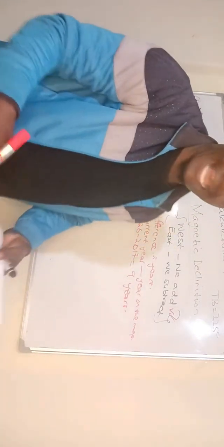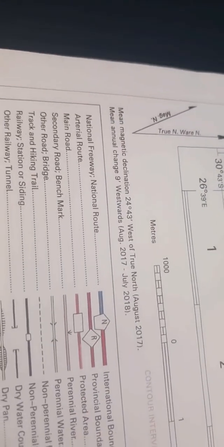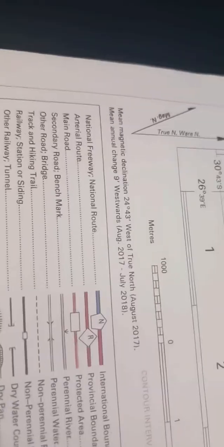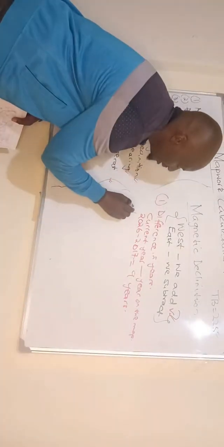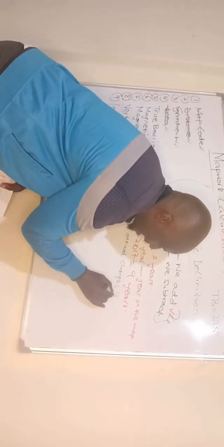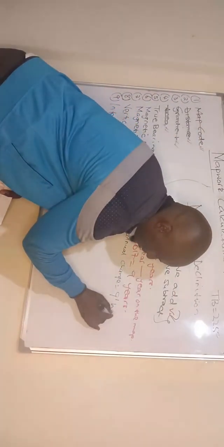The next thing, write down your mini annual change, which is here. Can you check here? At the bottom, written mini annual change of 9 minutes westward. You write it down, 9 minutes westward. That is your mini annual change. Write it down so that you don't mix things. Your mini annual change is 9 minutes W, or westward.